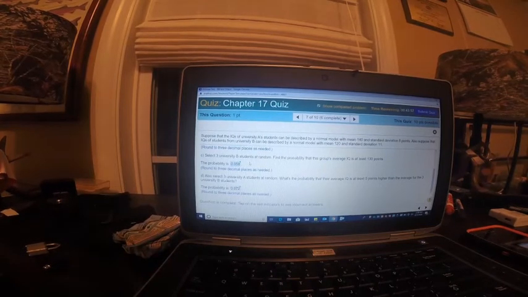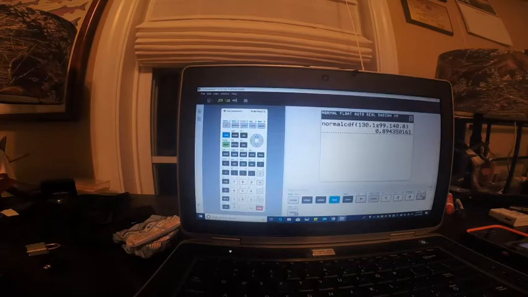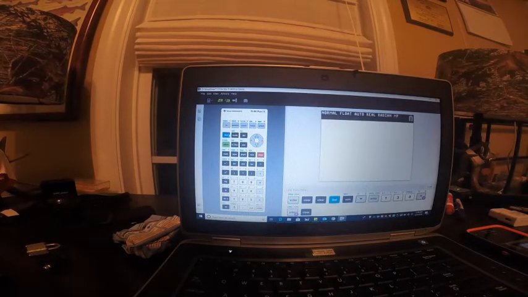If we look at C real quick, C says select 3 University B students at random. Find the probability that this group's average IQ is at least 130 points. So if we're selecting 3, we're looking at group B. So now we have a mean of 120 and a standard deviation of 11. Okay, still at least 130 points. So if I go back to second distribution, normal CDF. Now my new mean here is 120.